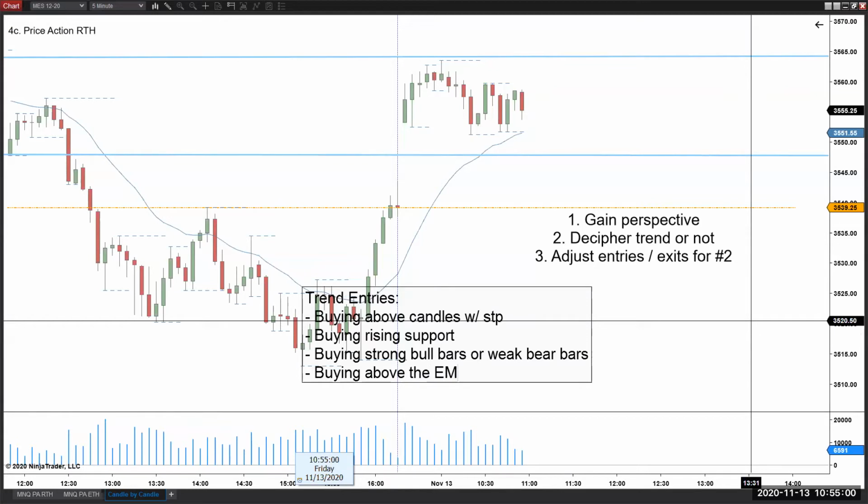Buying above the EMA, whatever your trend deciphering utility is. Buying above the EMA, going with the trend, right? That's what I'm getting at there.